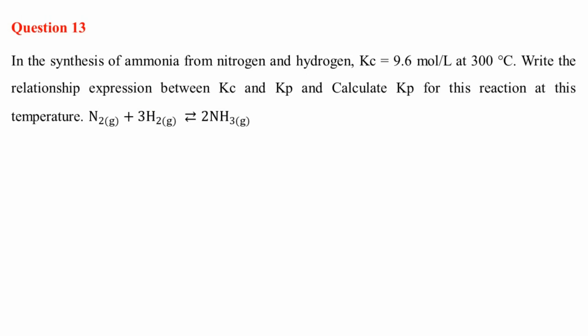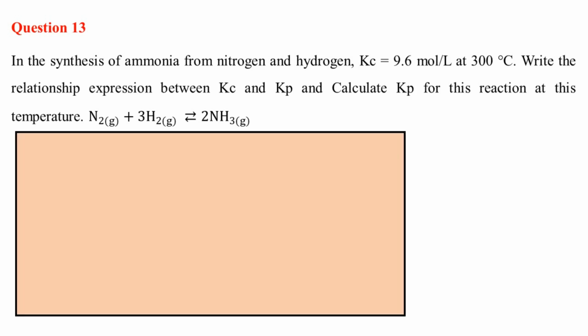Let's move to question 13. Question 13 is saying, in the synthesis of ammonia from nitrogen and hydrogen, we have the Kc, which is equal to this value. The value of Kc was given as 9.6 mole per liter at this temperature, 300 degrees Celsius. Then they are saying, write the relationship between Kc and Kp and calculate Kp for this reaction at this temperature. They have given the reaction. So we know the relation between Kp and Kc. We can move directly to the answer.